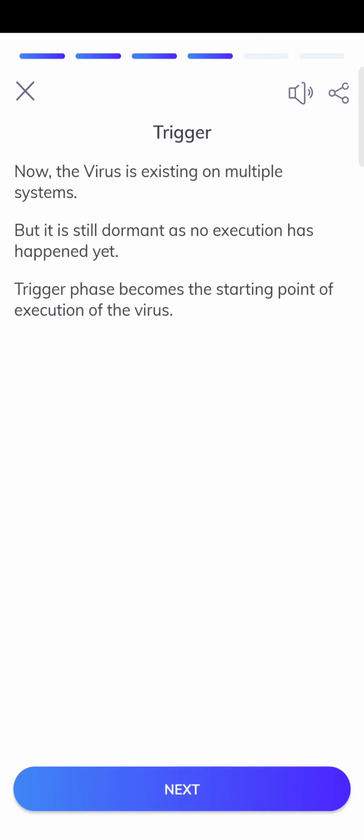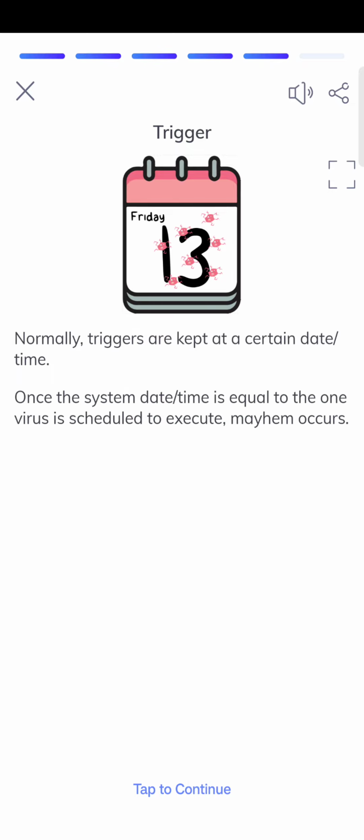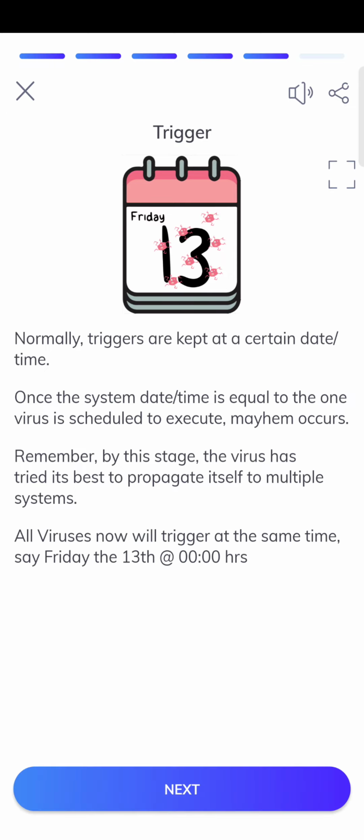The trigger phase becomes the starting point of execution of the virus. Normally, triggers are kept at a certain date/time. Once the system date/time is equal to the one the virus is scheduled to execute, remember, by this stage, the virus has tried its best to propagate itself to multiple systems. All viruses now will trigger at the same time, say Friday the.